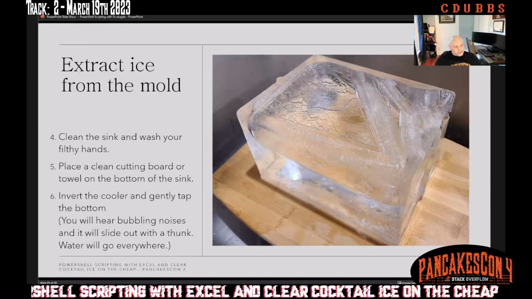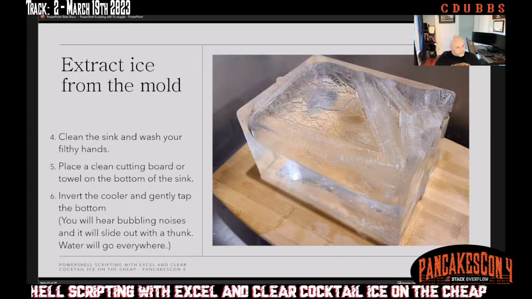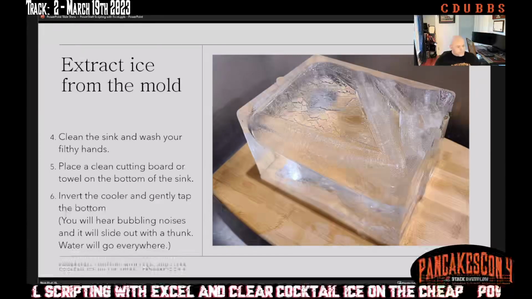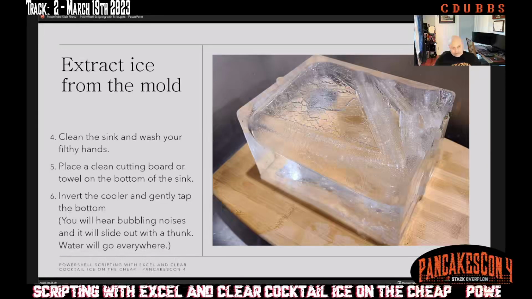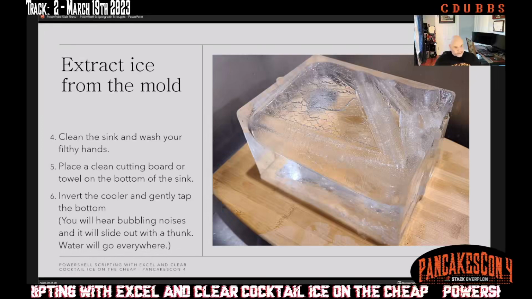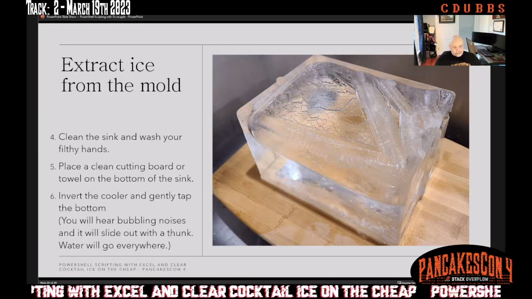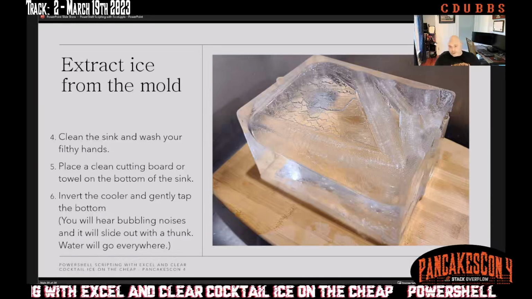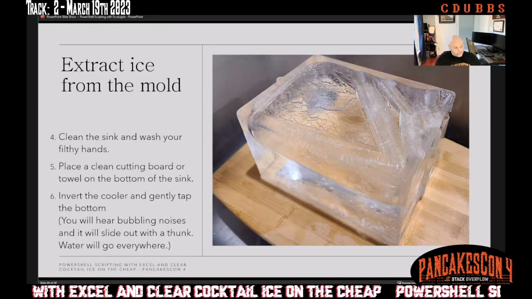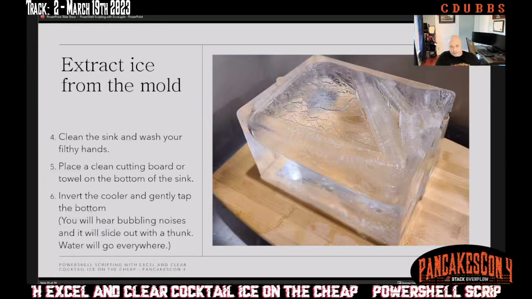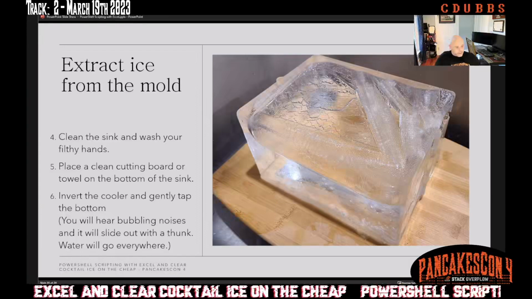You clean the sink and wash your hands, of course, because we're doing food handling procedures here. A clean cutting board in the bottom of the sink is your best bet. A towel, if you don't have one, that's a little messier. And then you just flip the cooler over, and there should be a bunch of unfrozen water underneath. And that's the goal. That will be weighing down on that big block of ice. A couple of taps on the bottom of the cooler and it comes down with a thunk.